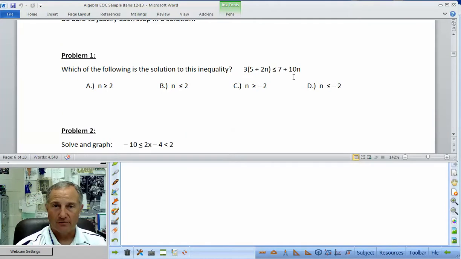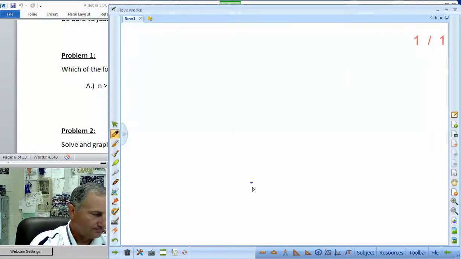Okay, so when you look at your first problem right here, it's basically solving for n just like we have been. Just be careful of the inequality. If you multiply or divide at the end with a negative, then you're going to have to flip it. Okay, all right, so let's take a look down here and see what we got.